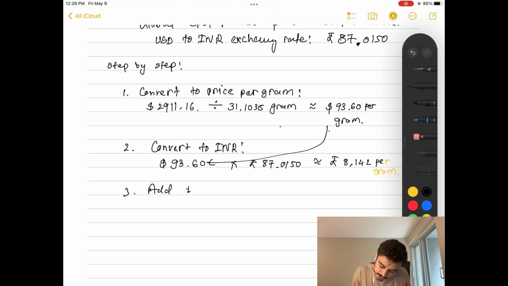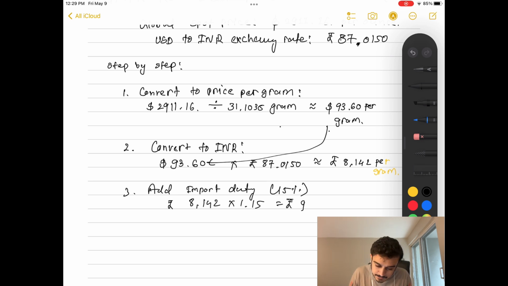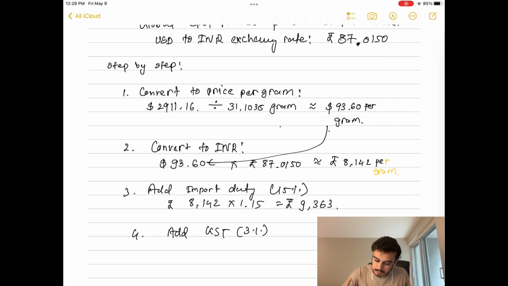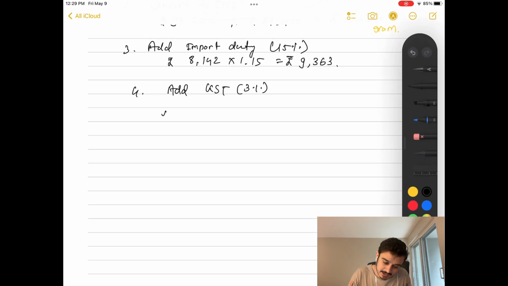Now third, add import duty, 15%. It depends on country to country. So 8,142 multiplied by 1.15 will be 9,363 Indian rupees. Now in India, as we all know, there is GST, so add GST 3%. If you multiply 9363 by 1.03, it will be 9,644.